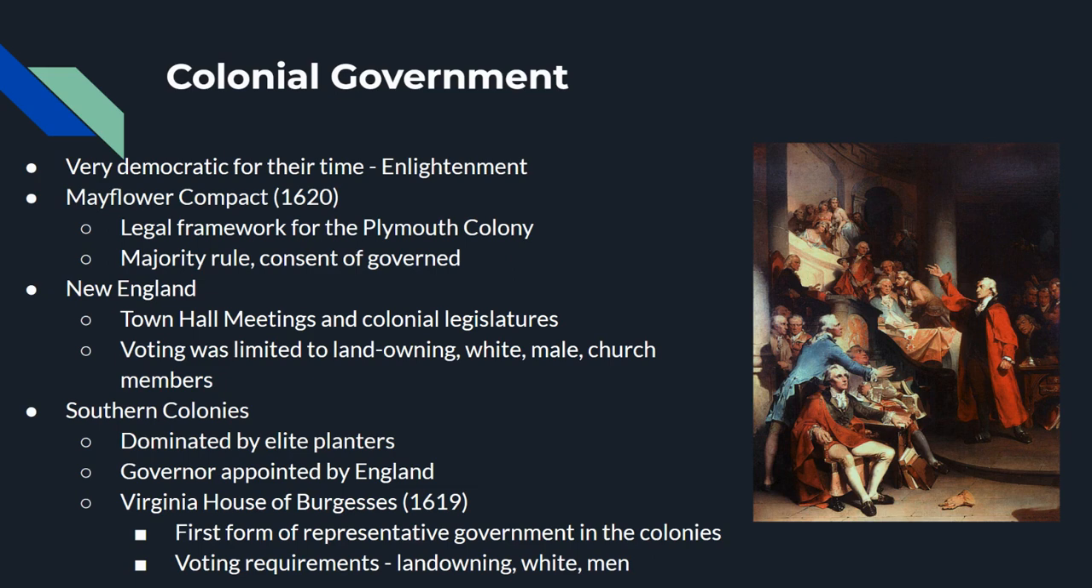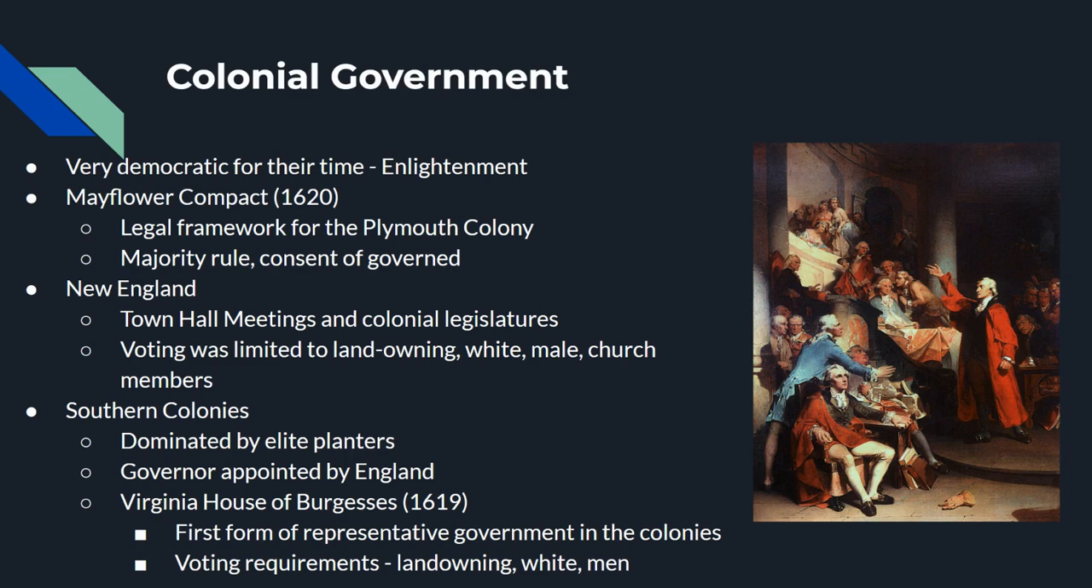Let's talk about some examples. The Mayflower Compact in 1620. This is a foundational document created by the Pilgrims on the Mayflower ship as they come over in 1620. And it's basically the governing agreement for the settlers. It has their legal framework for self-governance in the Plymouth colony. It emphasizes things like majority rule, consent of the governed, the establishment of laws for the general good of the community. And it lays a lot of the democratic principles that the U.S. Constitution is going to be built off of later. So it's good to know of the Mayflower Compact.